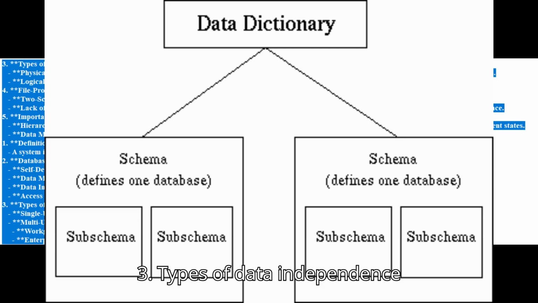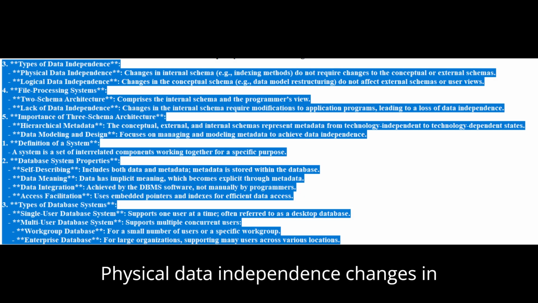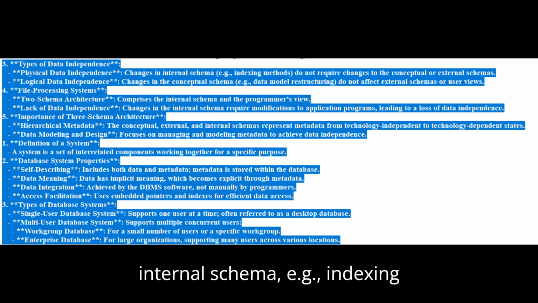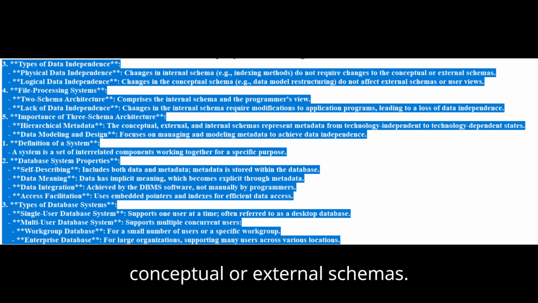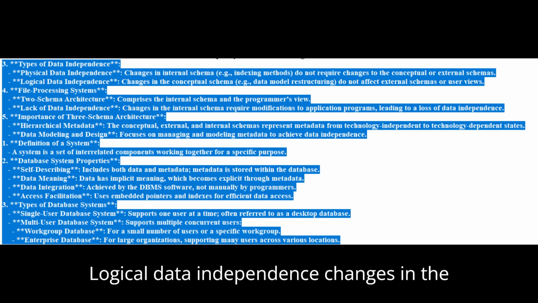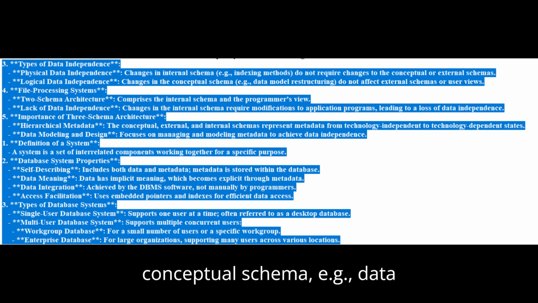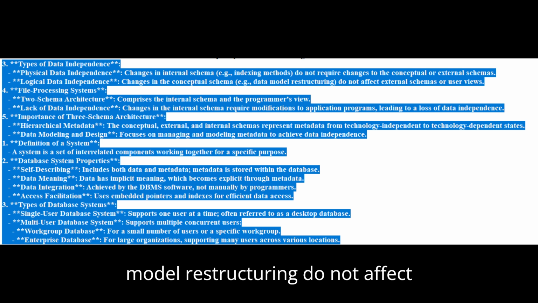3. Types of data independence. Physical data independence: changes in the internal schema, e.g., indexing methods, do not require changes to the conceptual or external schemas. Logical data independence: changes in the conceptual schema, e.g., data model restructuring, do not affect external schemas or user views.